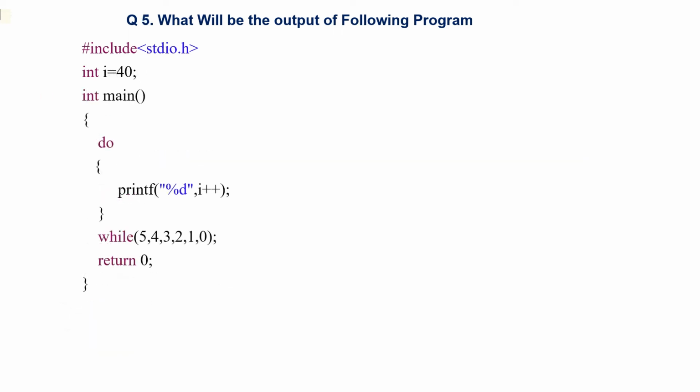So this is our next question. What will be the output of the following program? And these are the options from where you have to select one correct answer. Here in this program, an integer variable I is declared and it is initialized with 40. This integer variable I is declared as a global variable here.